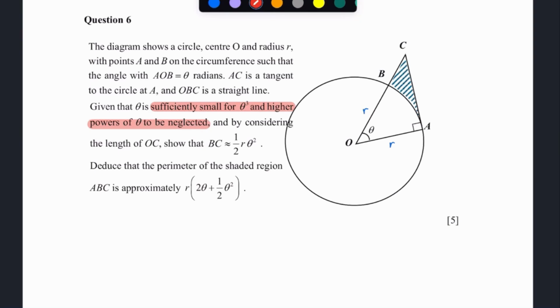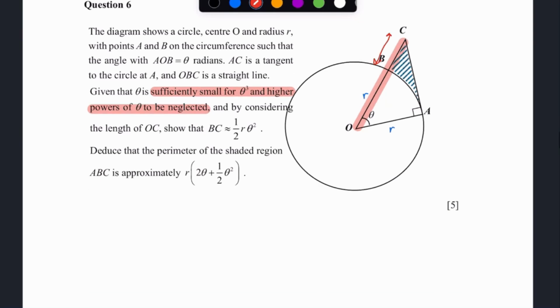By considering the length of OC, so we need to pay attention to OC, show that BC will be equal to half r theta squared. Then deduce the perimeter of the shaded region ABC is approximately that. For physics students, H1, H2 physics, you have the benefit already. How to find CB? Where to find the CB?